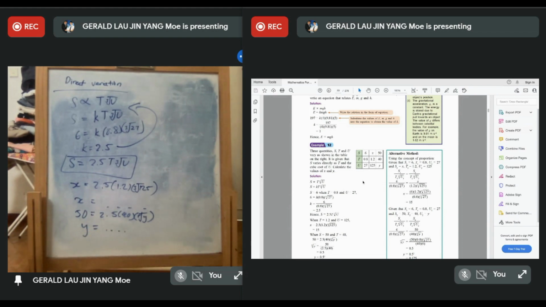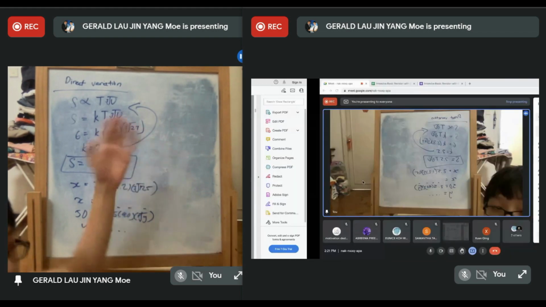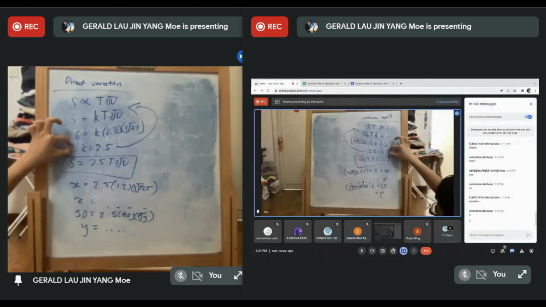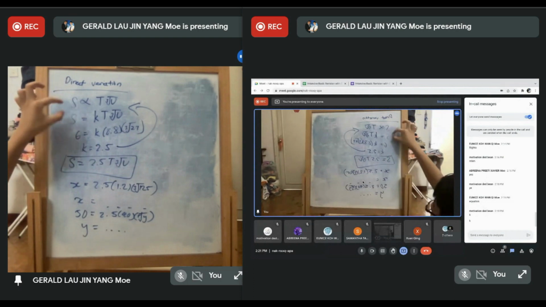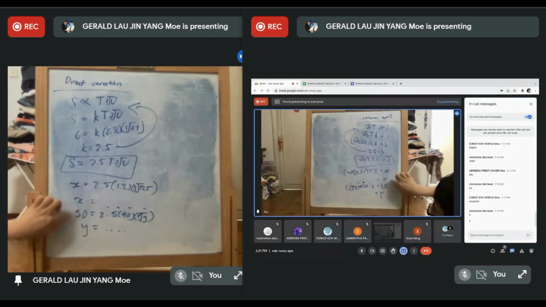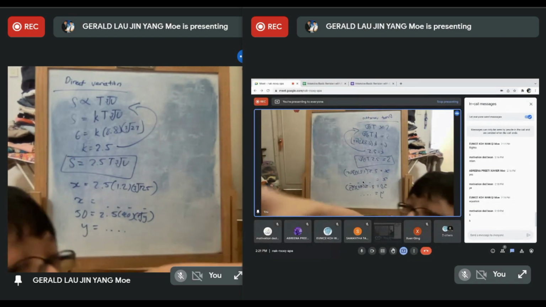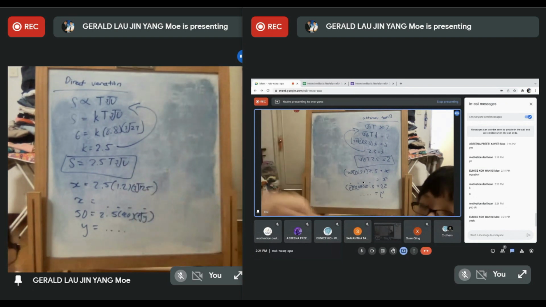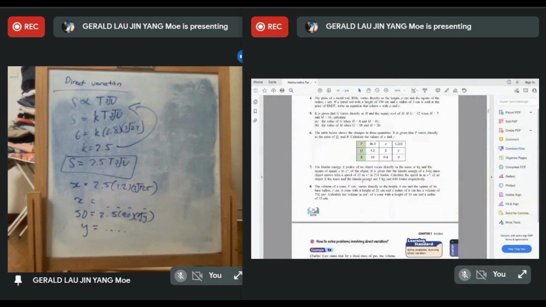Understand? This is how you do it. It's always the same method. Variation form, equation form, find the constant, substitute back the constant. Then only based on this equation, you can find the other values. Easy or not? Do you understand? Yeah, good. If you understand this, that means your direct variation is okay already. So, that's all for direct variation.